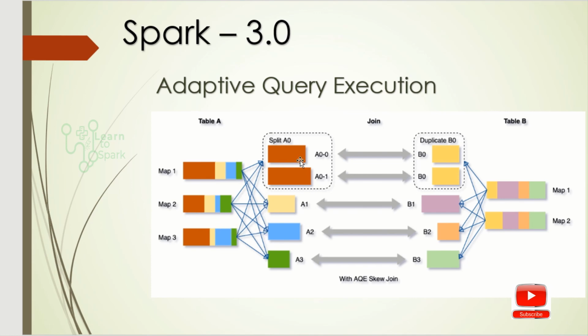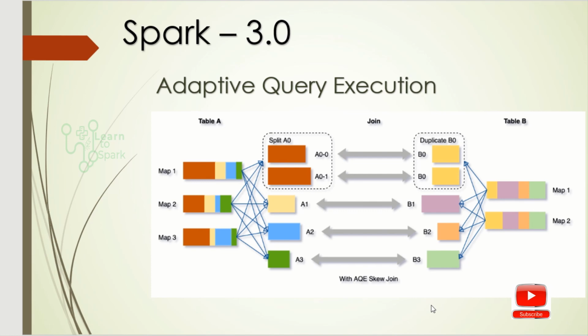If you see, here the skewed data is split into two parts. A0 is split into A0-0 and A0-1, and the same on the other side, through which we are going to join, is getting duplicated twice. So the join is made, and the query is executed for the skewed data. With this, we will be able to overcome the skewness in Spark 3.0, but it is still in a preliminary version. We haven't received a full version.